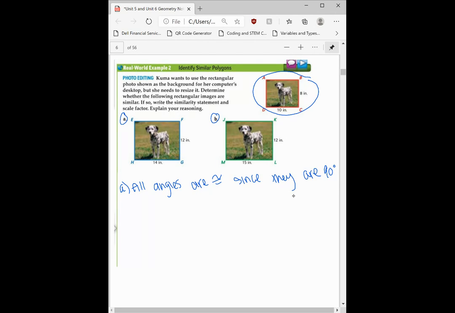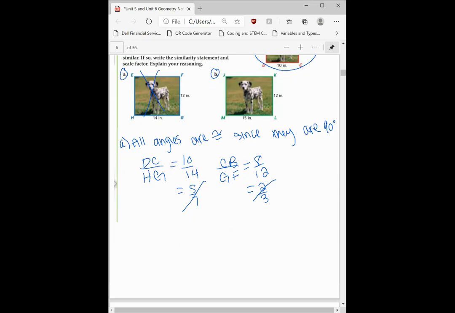So we have DC over HG. So DC is 10 over 14. And CB over GF, which is 8 over 12. So this first one reduces to 5 over 7, and this second one reduces to 2 over 3. 5 over 7 is not equal to 2 over 3, so we can say that they are not corresponding. So that means A would not be a good one.